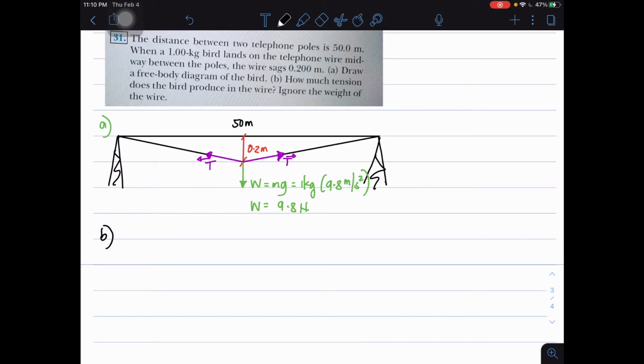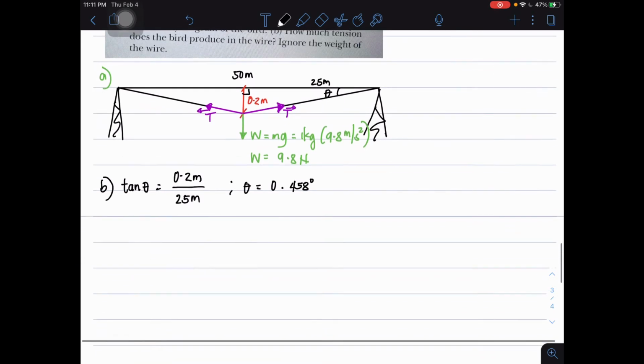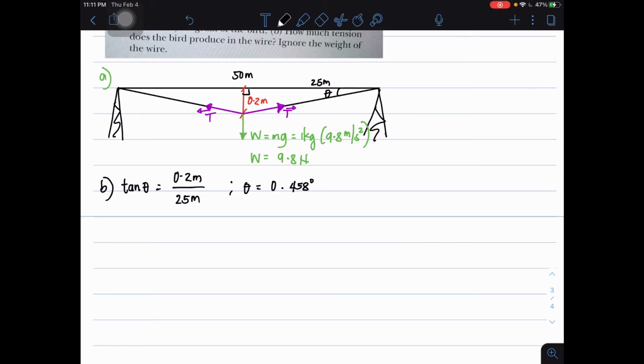Next, letter B. To get the tensile force, we need to get the angle theta. So let's have this angle theta. Since it's midway, this is 25 meters, and this is a right triangle. So let's use tangent. Tangent theta is equivalent to the opposite, which is 0.2 meters, over the adjacent, which is 25 meters. Therefore, angle theta is equivalent to 0.458 degrees.